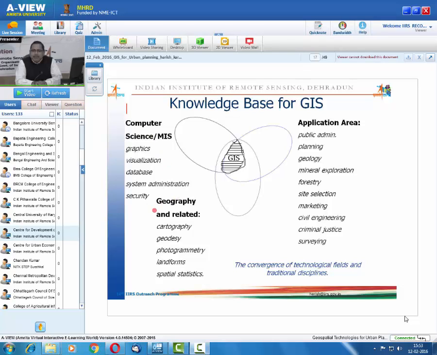The geography will provide you basically the cartography tools, geodesy, photogrammetry, landform, and spatial statistics. And the application areas can be many, like public administration, planning, geology, mineral exploration, forestry, site selection, marketing, civil engineering, criminal justice, and surveying. The intersected area of these three circles is known as GIS. The most common things in these three technologies will be known as GIS.